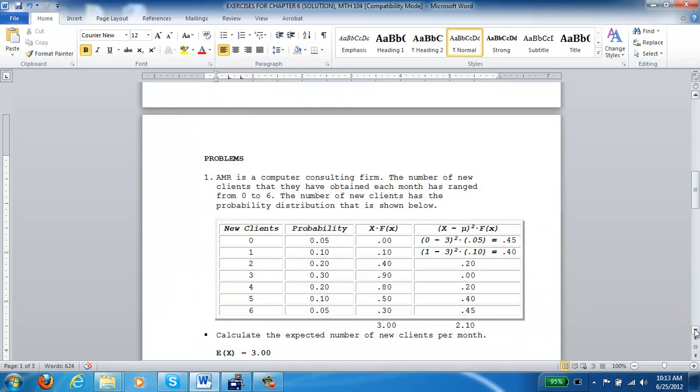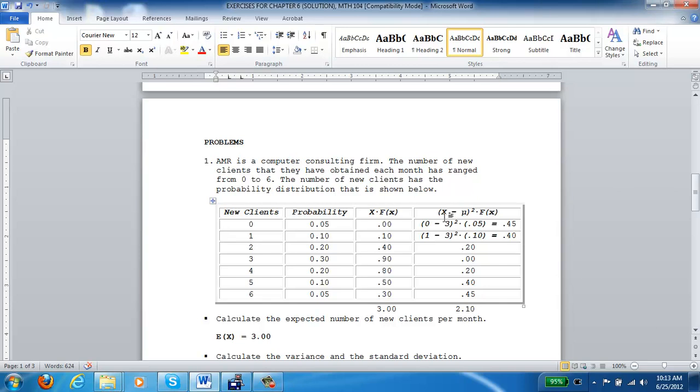Problem number 1, we have the X. X is the number of new clients from 0 to 6. We have the probabilities. So step number 1 is to calculate the expected value. So we multiply the two columns and the summation gives you the expected value. So you multiply 0 times 0.05, which is 0, 1 times 0.1, 0.1, 2 times 0.2, 0.4, and then you continue. So this is the mean, and the mean is equal to 3.